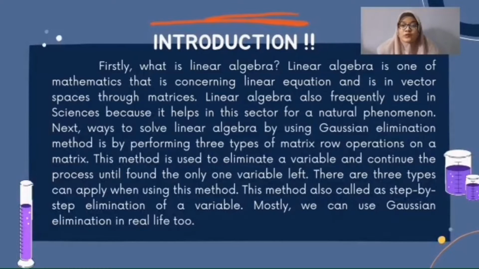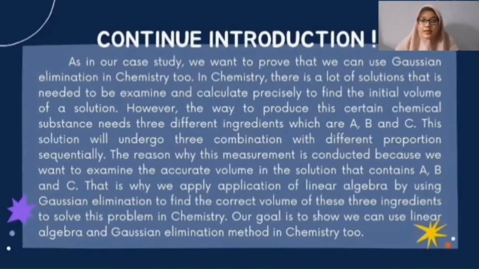Next, a way to solve linear algebra problems using the Gaussian elimination method is by performing three types of matrix row operations on a matrix. This method is used to eliminate a variable and continue the process until only one variable is left. There are three types that can be applied when using this method. This method is also called step-by-step elimination of a variable. Mostly, we can use Gaussian elimination in real life too. As in our case study, we want to prove that we can use Gaussian elimination in chemistry too.